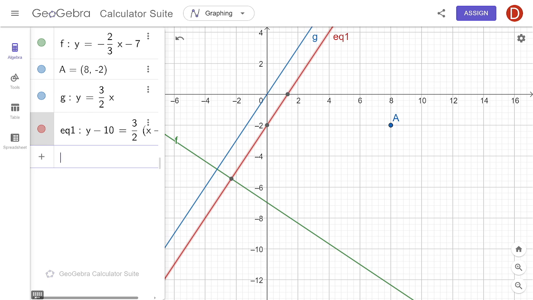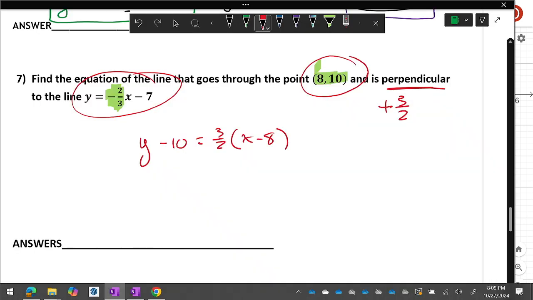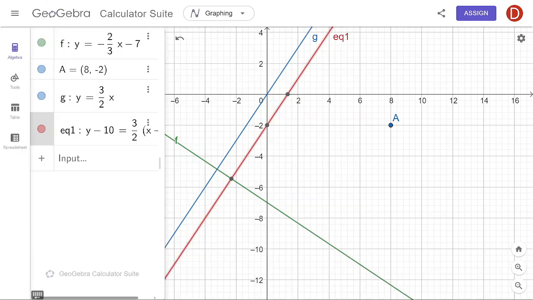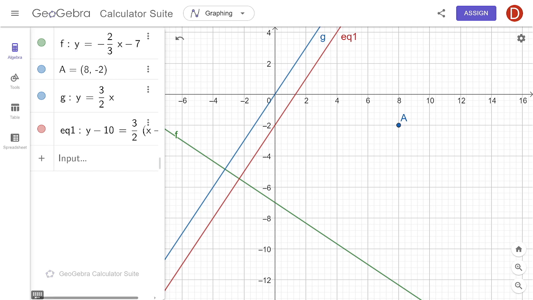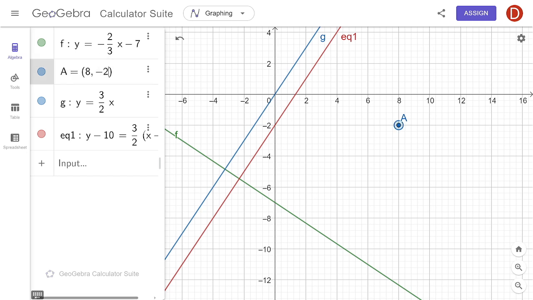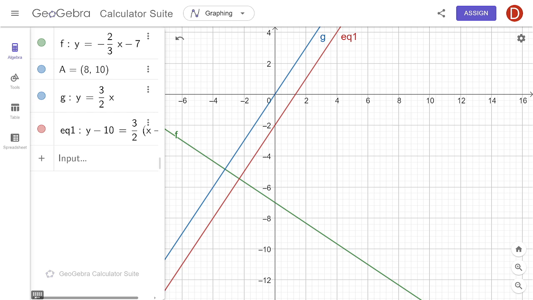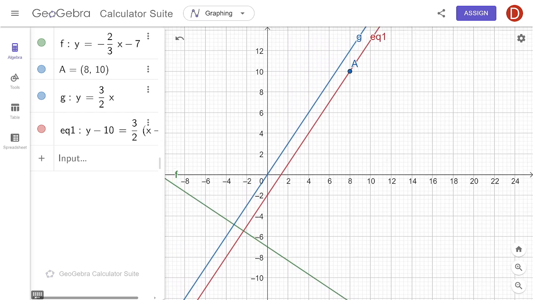Oh, yeah, I know what my problem is. My problem is the test didn't ask me to come up with a point that went through 8, negative 2, right? The test says come up with a point that goes through 8, 10. So I'm sitting here shocked that what I just typed didn't go through this point A, but it wasn't supposed to go through that point A. It's supposed to go through the point where x is 8 and y is positive 10. So let me put 10 there, and boom. So now we should see, yeah, there we go.